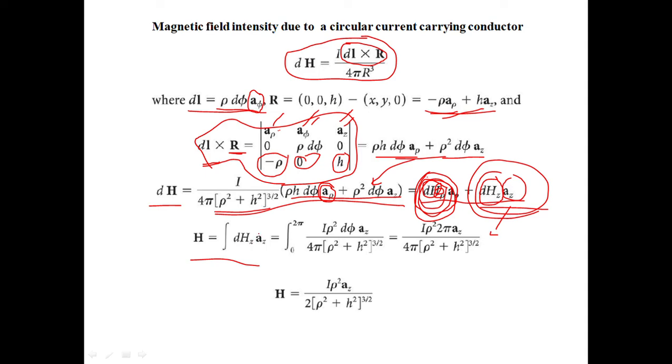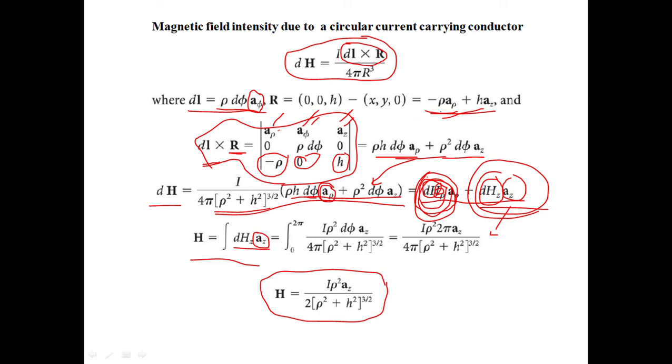So for H_z we have dH_z to solve. Here we have d phi, which is the variable for the integration. When you solve that, phi varies from 0 to 2 pi. So when you solve this equation, you get the H vector as I rho squared a_z divided by 2 into (rho squared plus h squared) to the power 3 by 2, right?